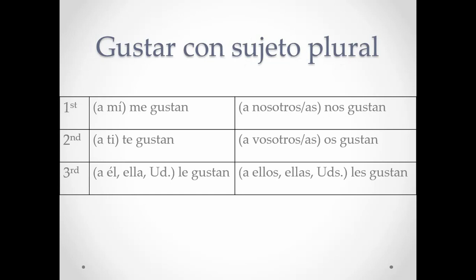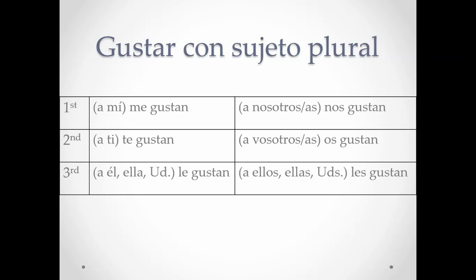All right, here's gustar for a plural subject. If I say, I like strawberries, a mí me gustan las fresas. There's only one thing that's different. So the only difference is that instead of gusta, it's gustan with an N at the end.